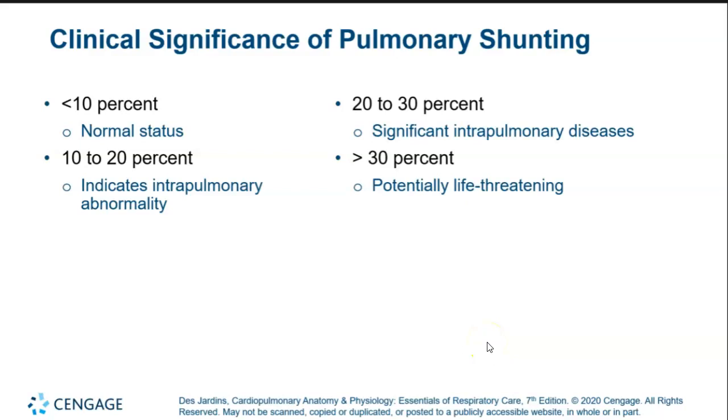Clinically, the significance of pulmonary shunting is that normally it can be anywhere up to 10%. So typically anything up to 10% is considered normal. If your shunt starts increasing, 10 to 20% would indicate some sort of mild interpulmonary abnormality. If it's 20 to 30%, that's kind of significant. And if it gets greater than 30%, then you're considering that life-threatening.